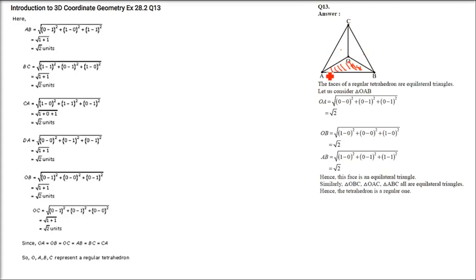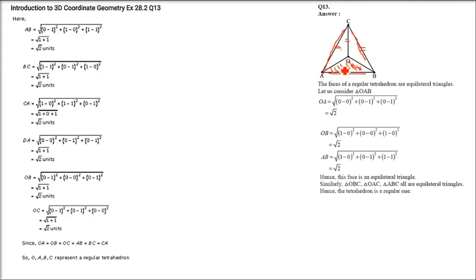Tetrahedron. Okay. So what you can do is, you can find out OA, OB, all the sides actually. That is AB, BC, and AC, then OA, OB, OC. So there are 6 edges here. And you have to take the distance of all of these.